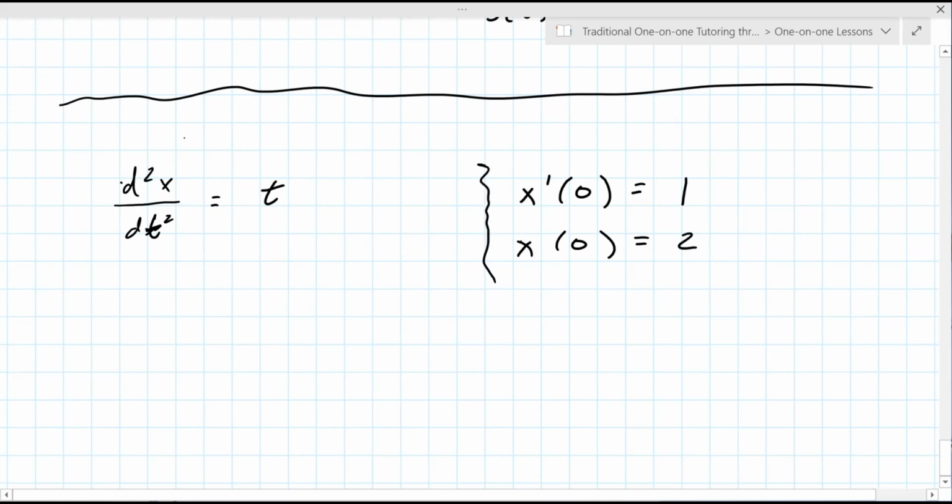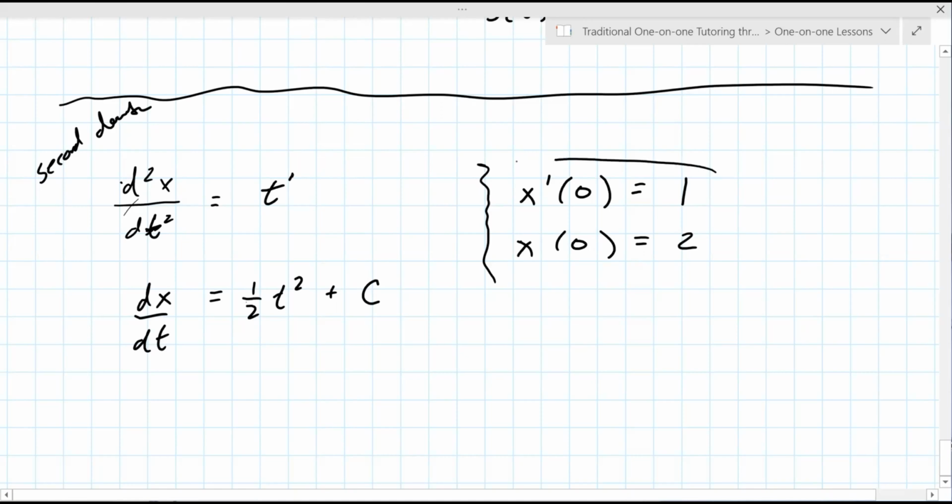Well, first thing you have to do is take an antiderivative of this. So what is the antiderivative of t? T squared over 2, plus c. Now this is the second derivative. So when you integrate it, you get back to the first derivative. If you were to take a first derivative and get the second derivative, you go that way. So it must be the other way.